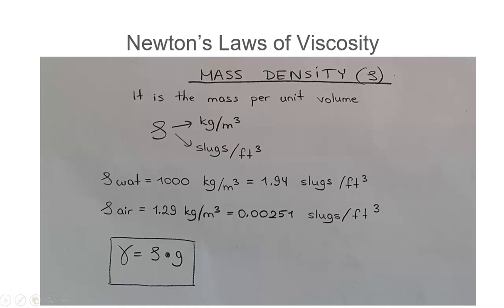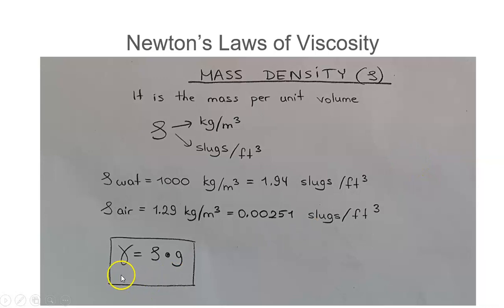The mass density of water is usually given as 1000 kilograms per cubic meter, and that of air is given as 1.29 kilograms per cubic meter. These are different values. If you want to use slugs per cubic foot, these are the values you are going to obtain when you carry out the conversion.